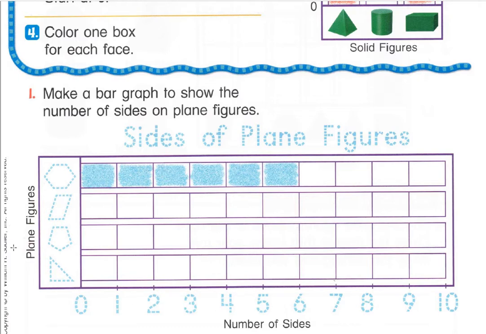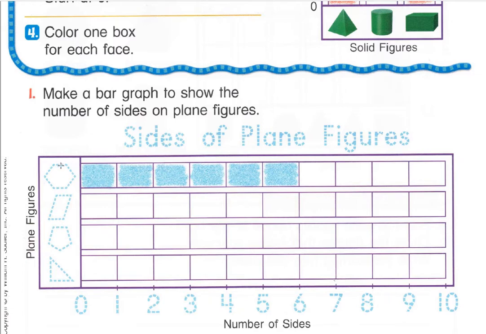I don't think so. Fun little fact, a figure with 10 sides is called a decagon. Isn't that an interesting word? Decagon, like decade is 10 years. A decagon is a figure with 10 sides, which I've never seen before. And if you can find one and show me, I'll give you some extra credit.